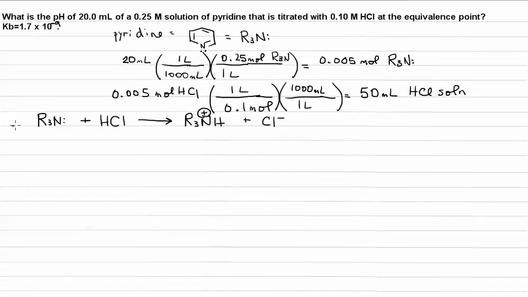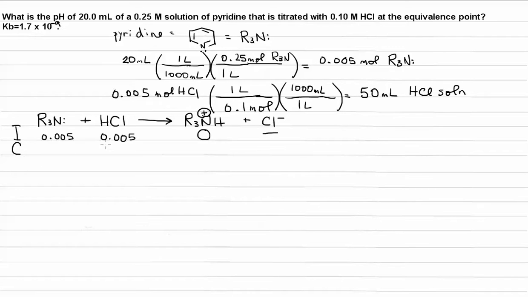Now we're ready to set up our ICF table. So our initial number of moles of the base is 0.005. And because we're at the equivalence point, like I said, our number of moles of our acid are the same. We have no moles of conjugate acid, R3NH+. And we have no chloride, but honestly, I don't really care what's going on with the chloride. Chloride is an ion that does not affect the pH. It doesn't participate in the reaction. So I'm not going to worry about its initial concentration or what happens to it. So I'm just going to ignore chloride throughout.